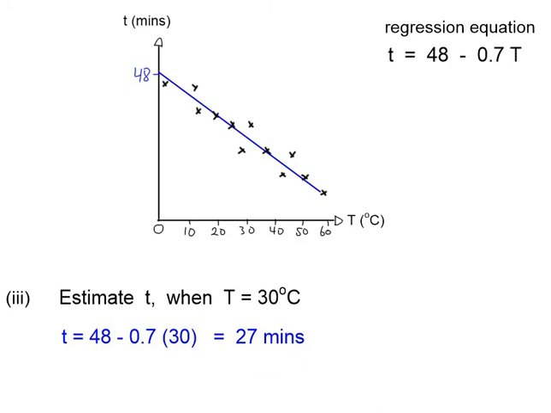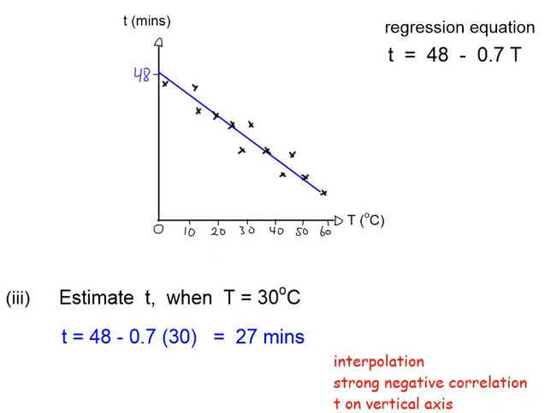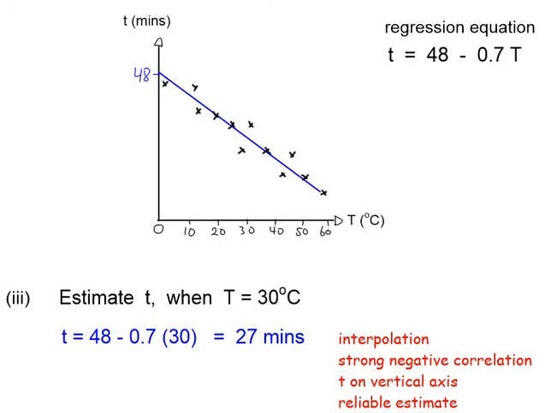So is the estimate reliable? Well, we're using interpolation because 30 degrees here is within the range of our data. We have strong negative correlation. The variable we want to estimate, time, is on the vertical axis, as it should be, which means overall we have a reliable estimate.